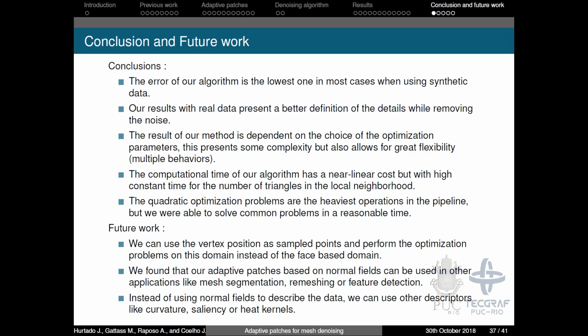So our conclusions are that we obtained the lowest numeric error in most cases when using synthetic data. In the case of real data, we present better definition of details in most cases. Our algorithm is dependent on the choice of the optimization problem parameters. This allows the user to play and obtain different behaviors of the final result.